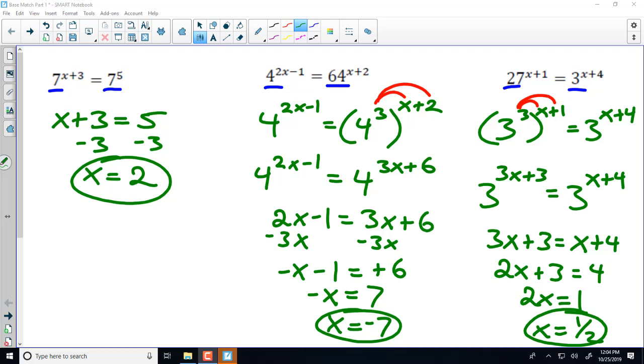So there's 3 solving for x problems where the bases either match or can be made to match.